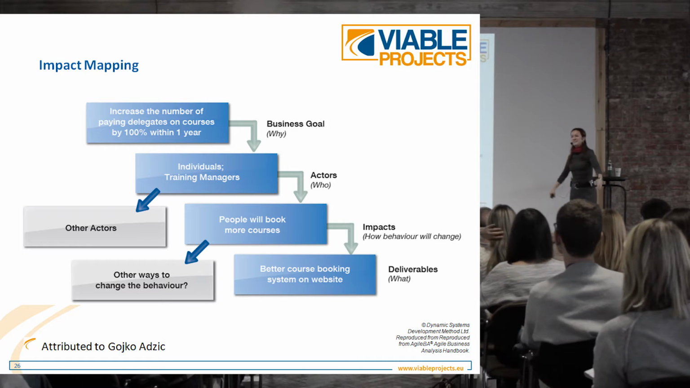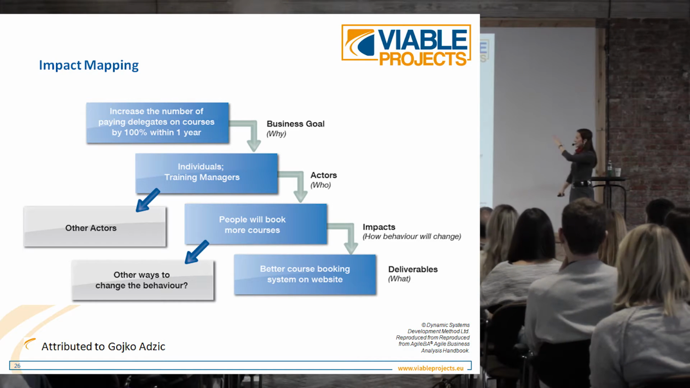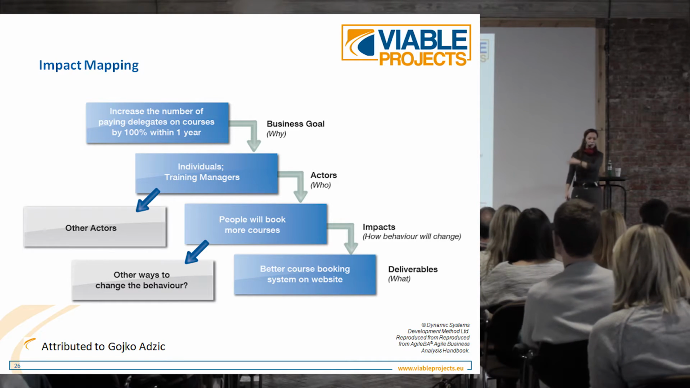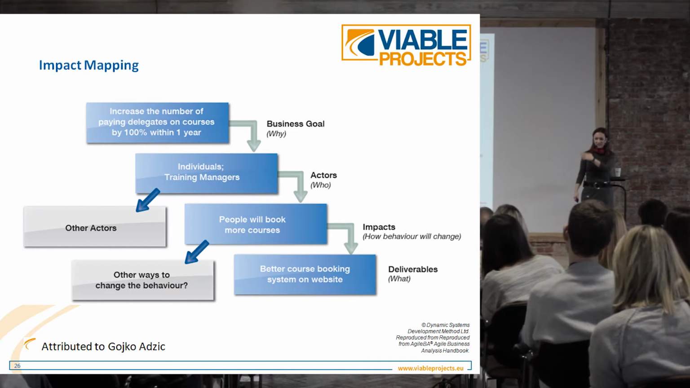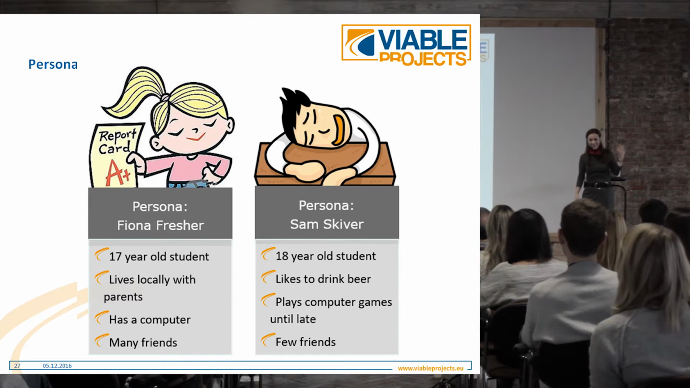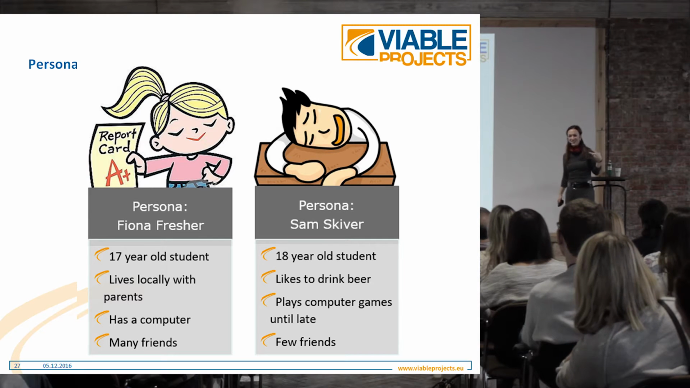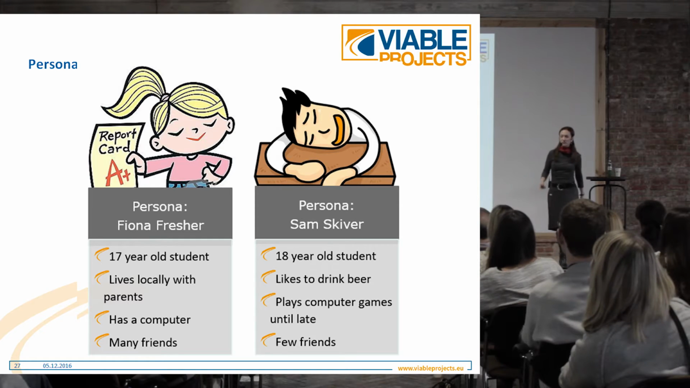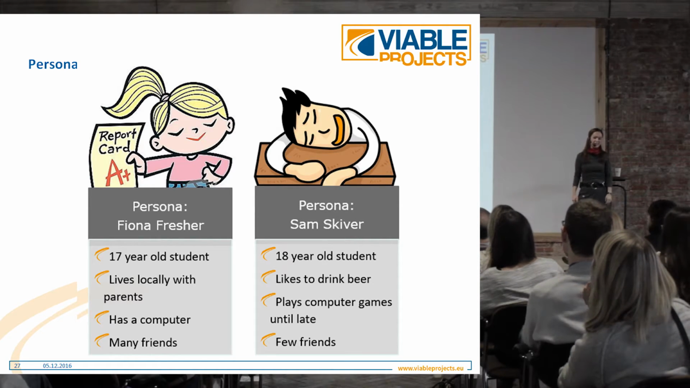Impact mapping. Again, one method for defining requirements. And again, start from the business goal and break it down to the actors, what is the impact, and then to the deliverables of the project. So this is a very, very high overview. I just wanted to give you some examples of techniques that are really useful. And the last one I have, personas. Have you used it? This one is describing a group of typical users or typical customers of the solution.